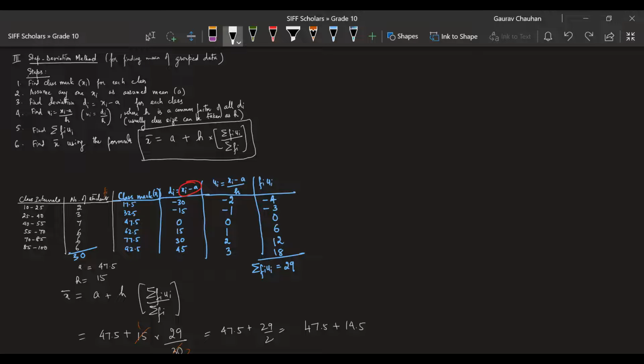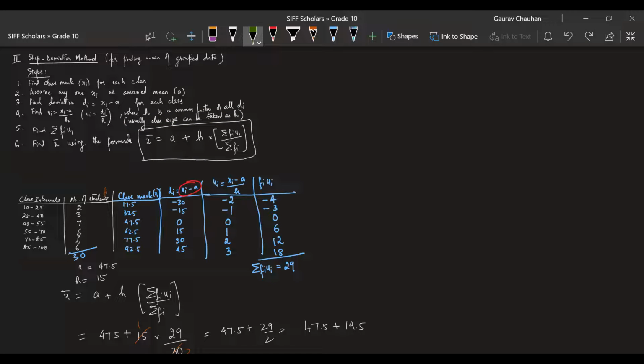So that means 15 is H, sir. Yes, 15 is H, we've written that down here. Thanks for asking that clearly. Yes, G, 15 is H in this particular question. It will mostly be class size, so I've written in brackets that usually class size can be taken as H.